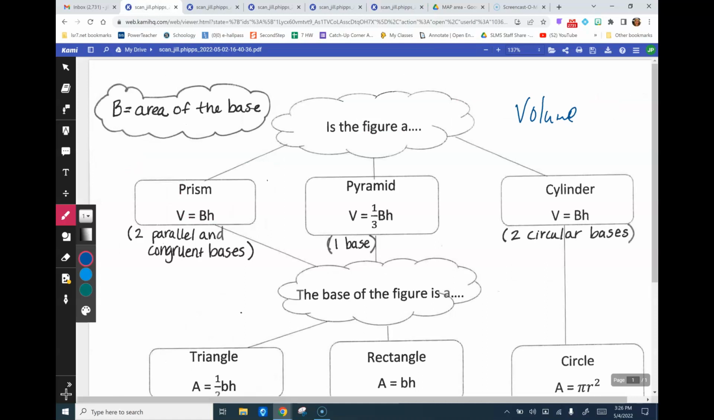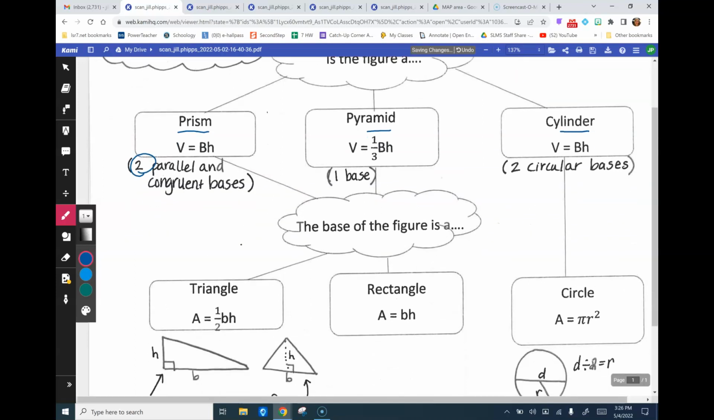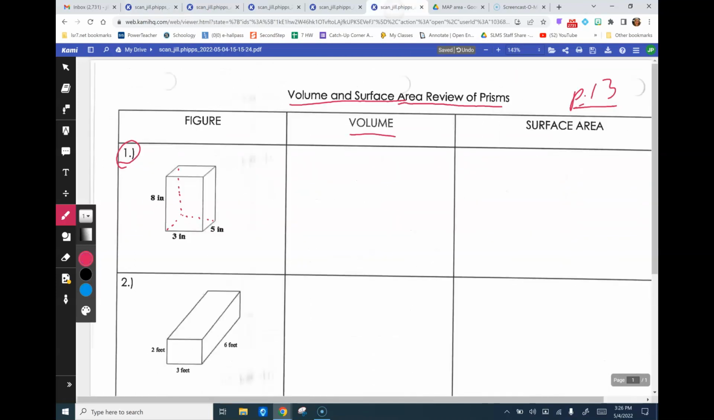And we have to identify, is it a prism, is it a pyramid, is it a cylinder? Well, it has two bases, therefore we know it's a prism. So we're going to use area of the base times height. So we're going to use volume is equal to the area of the base times the height.